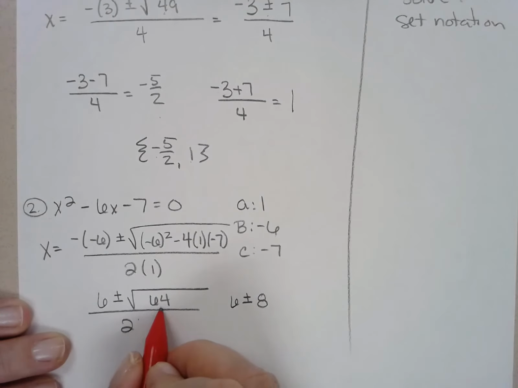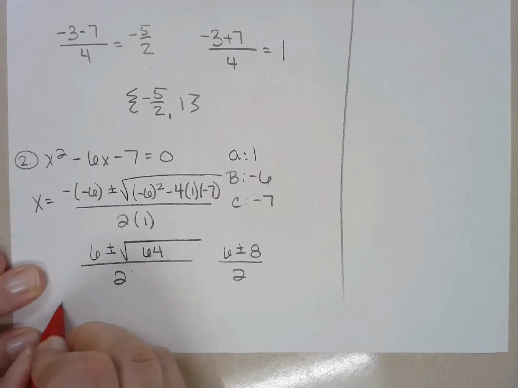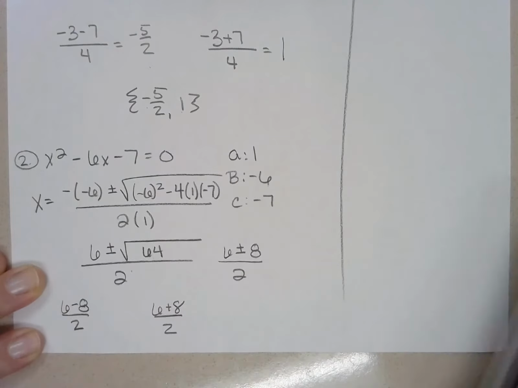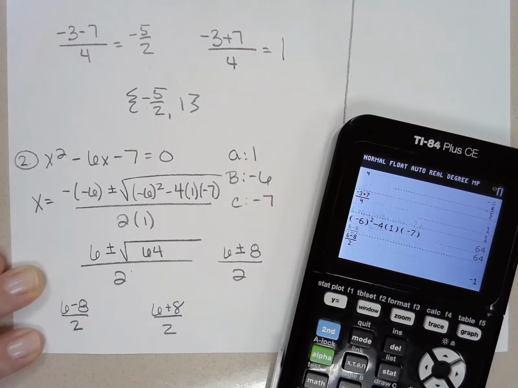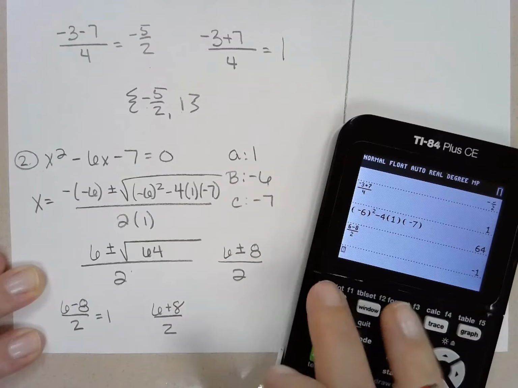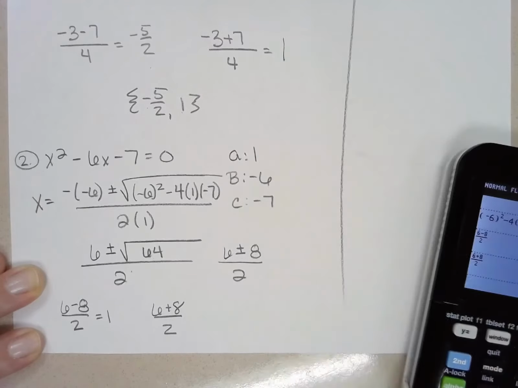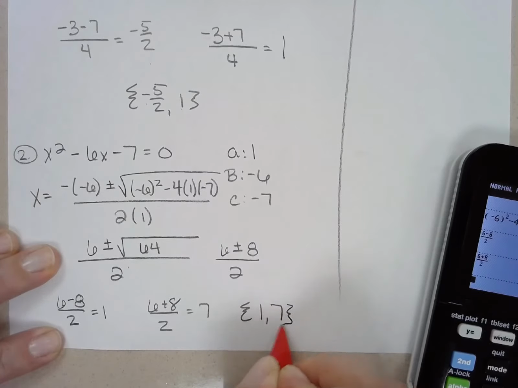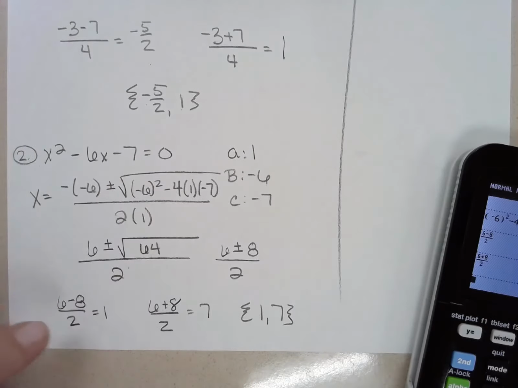So that 64 told us, hey, you're going to get 2 real solutions. So what we're going to get is 6 minus 8 divided by 2 and 6 plus 8 divided by 2. So 6 minus 8 divided by 2 is negative 1, and 6 plus 8 divided by 2 is 7. So in set notation, my answers are negative 1 and 7. So those are the two places where my quadratic intersects the x-axis.